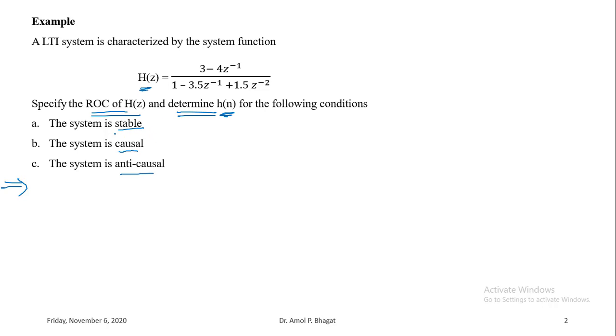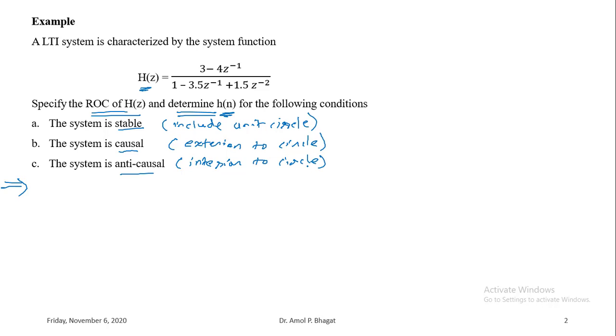So when we talk about a stable system, its ROC must include what? Unit circle. Okay, this thing we have discussed in the previous session. For a causal system, ROC is exterior to a circle, and the circle should have a finite radius, right? And when talking about an anti-causal system, it should be exactly opposite to the causal system, that is the ROC should be interior to a circle, right? So these three conditions are there.